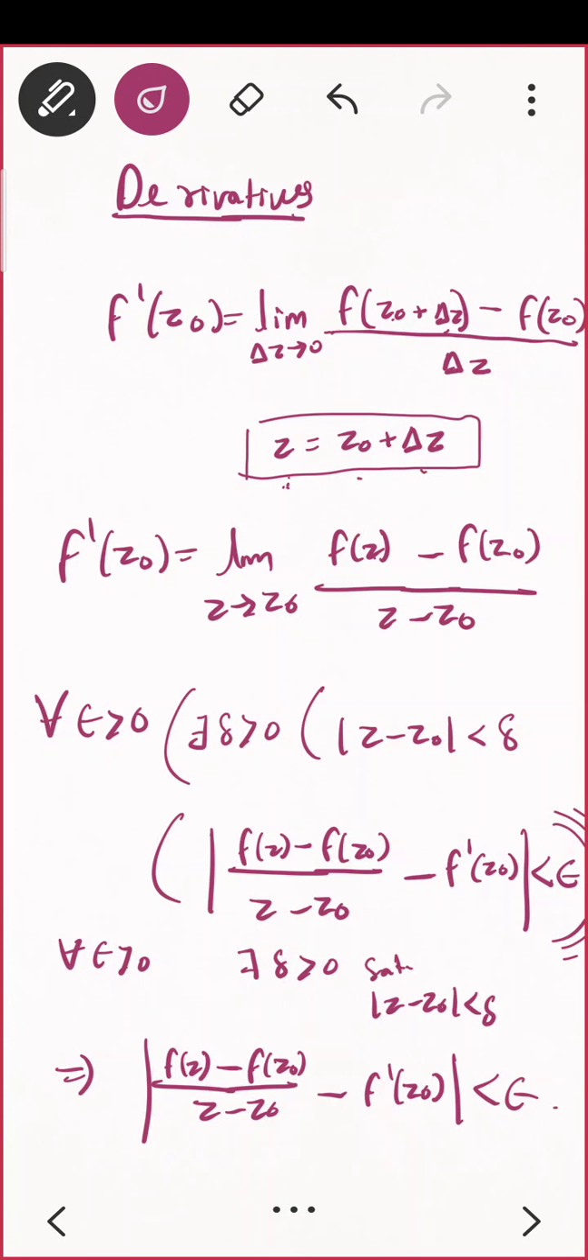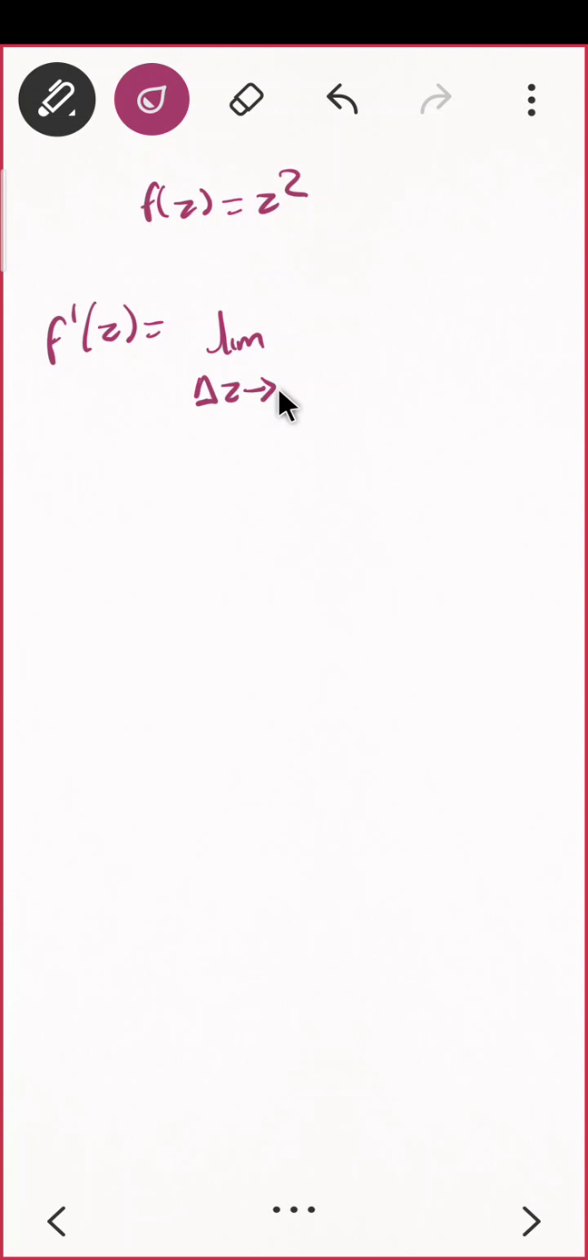Okay, nice. Let us do some example. f of z equal to z square. So how do you do that? If you want to find the derivative, that means f dash of z, suppose I am applying your first principle, so what is the rule? Limit delta z tending to 0, and this will be f of z plus delta z minus f of z upon delta z. Sorry, it should be z plus delta z, not delta z naught.